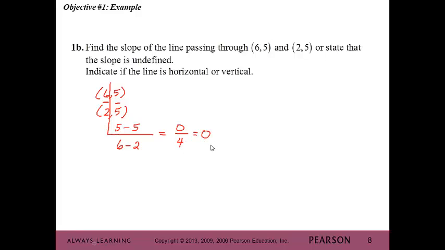So who has 0 slope? Well, notice there is no change in y. Therefore, it has to be a horizontal line. A horizontal line, and it's going to be y equals 5.